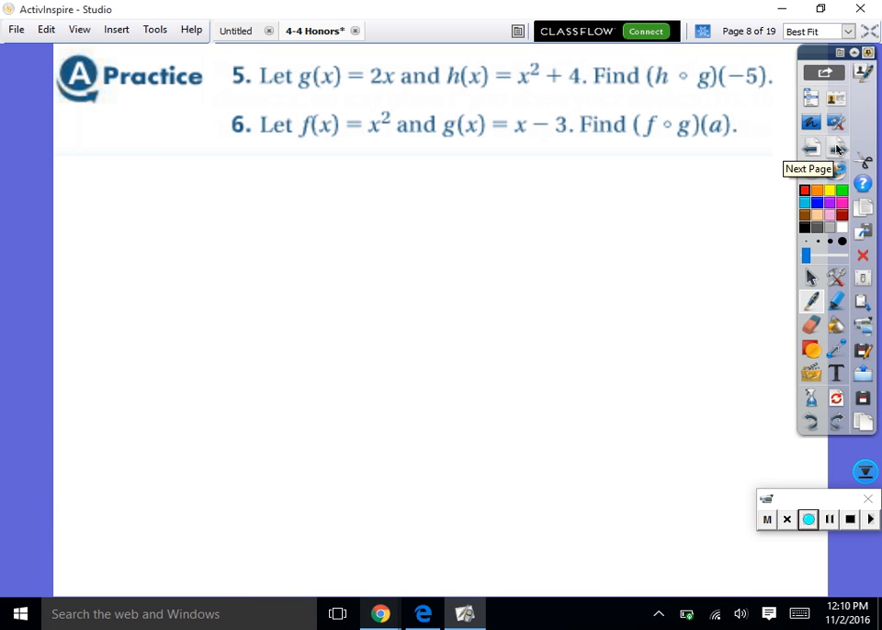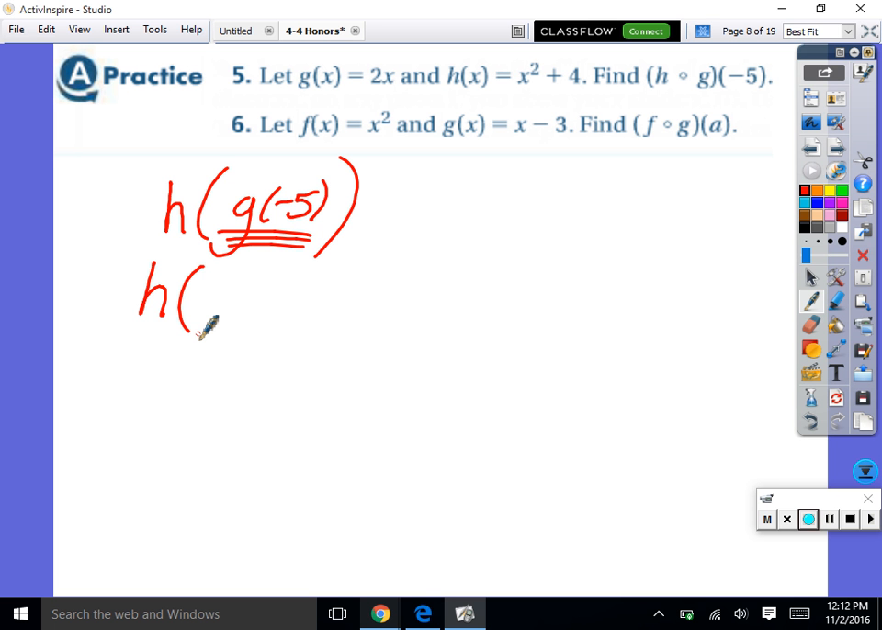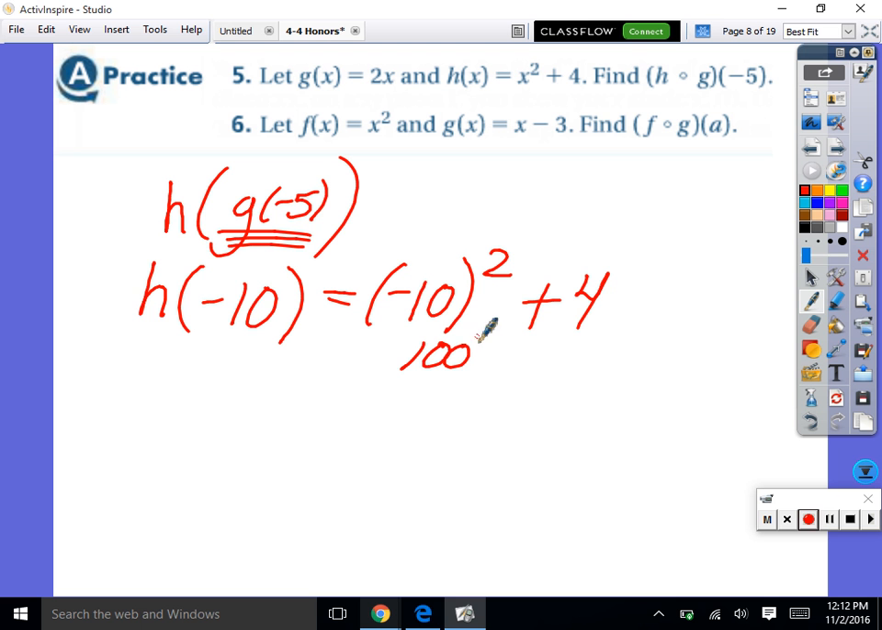Okay, let's do these two. Actually, I'll let you go for them, 5 and 6. Okay. So on the first one, you rewrote it as h of g of -5, hopefully. Did you rewrite it like that? Yeah. And then you calculated that, and what'd you get? What's g of -5? -10, guys. So now we know h of -10 is simply plugging that into function h. Is everybody good with that? So that's 104.